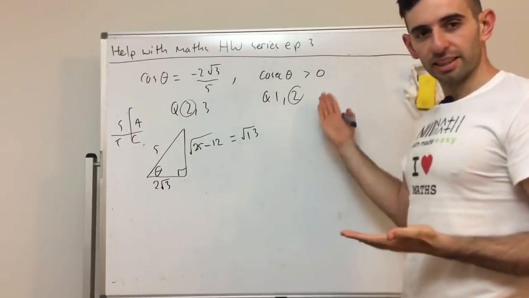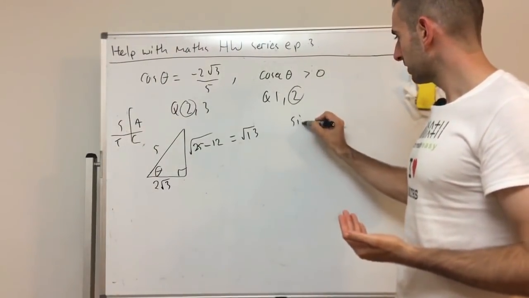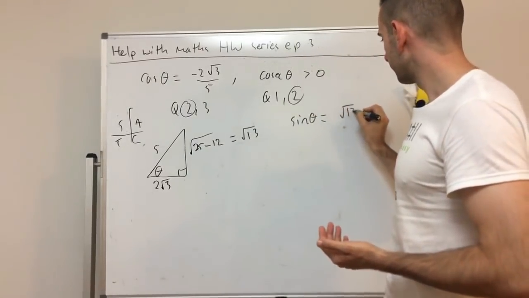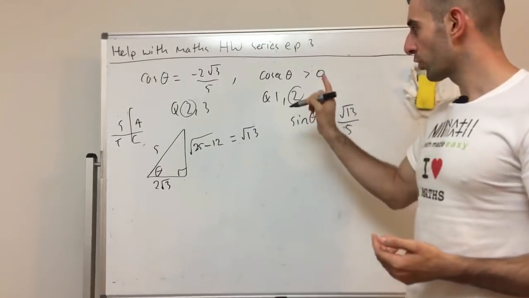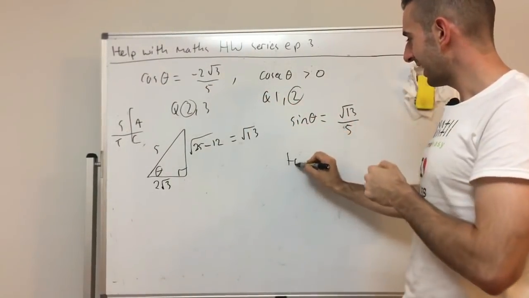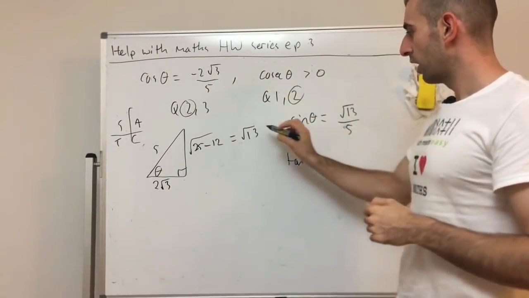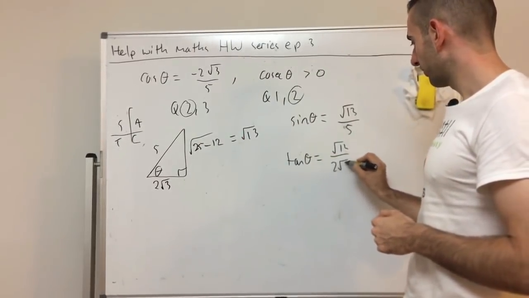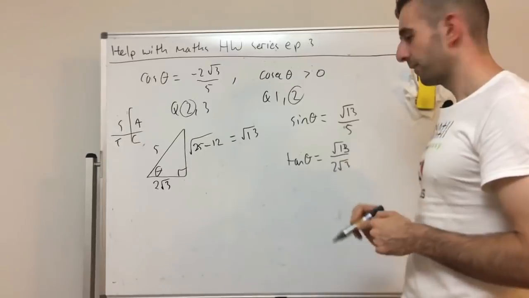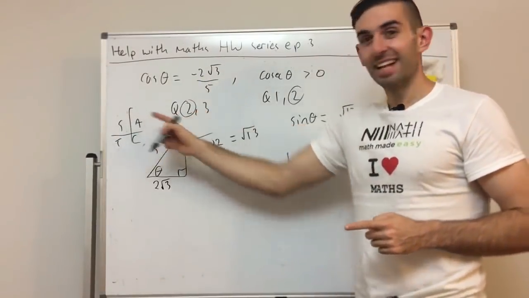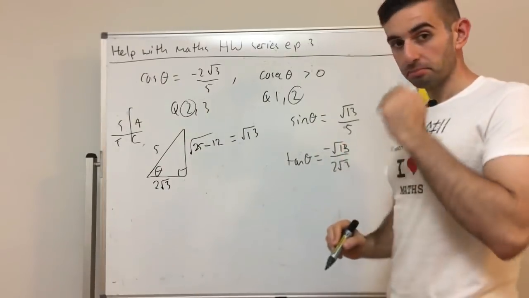So now we can just list down the other ratios. So sine theta would be root 13 over 5, and we're in quadrant 2, so sine's positive. Then we can write down tan theta. Opposite over adjacent, root 13 over 2 root 3. Now we're in quadrant 2. Tan is negative, so we're going to chuck the negative there.